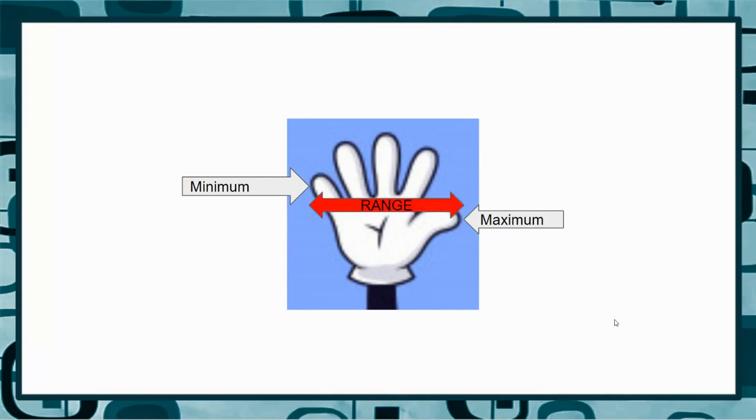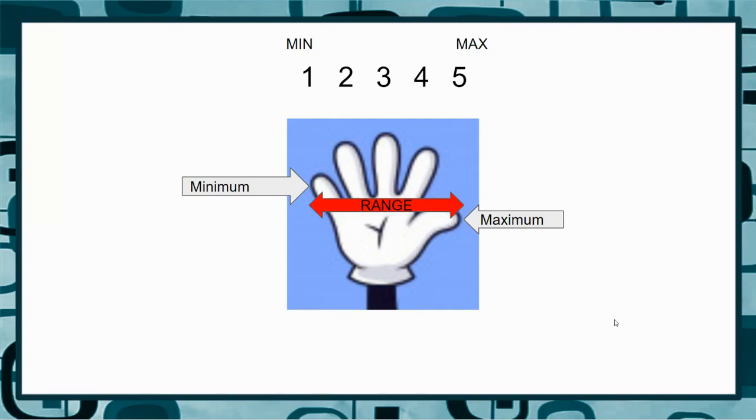The difference between the minimum and the maximum is the range. Let's take a look at this data set here: 1, 4, 2, 5, 3. Well, as you know, when working with data and looking at values in our data set, we need to go ahead and put those in order. So once we have them in order, least to greatest, our data set is 1, 2, 3, 4, 5.